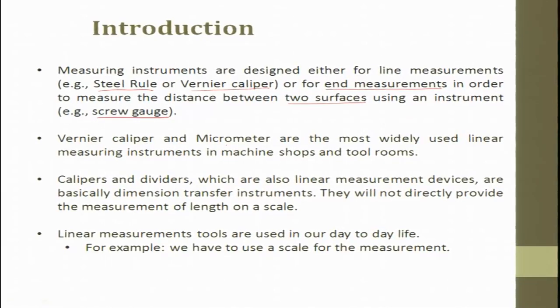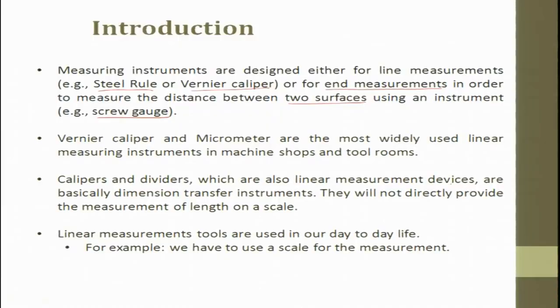Vernier caliper and micrometer are the most widely used linear measuring instruments in machine shops and tool rooms as well as in academics. Calipers and dividers are also linear measurement devices. A caliper is something like your plug gauges. You set a diameter, or measure a component, set the diameter, pull it out, and then keep it in front of a line measurement and take the dimensions. Same with the divider.